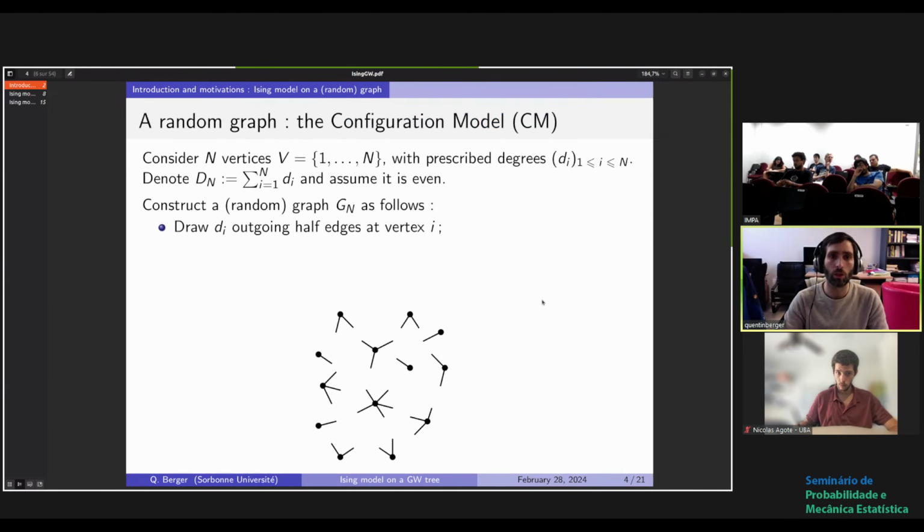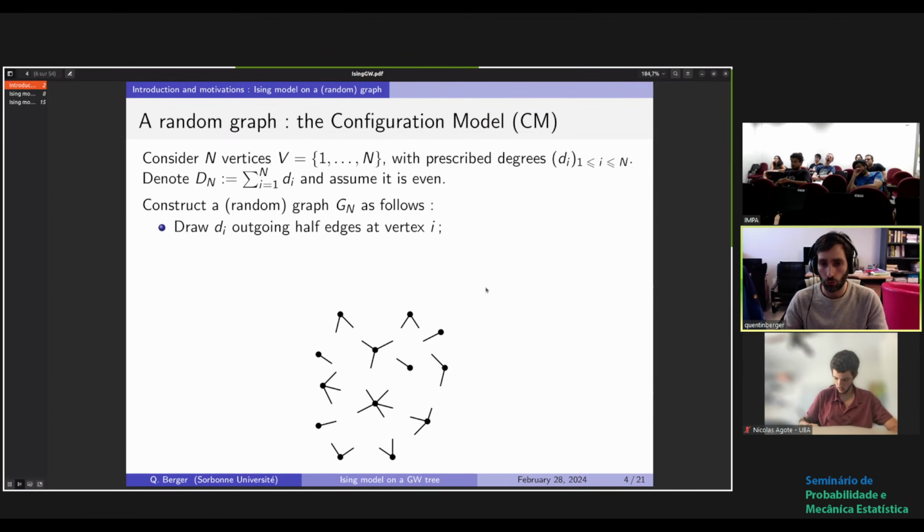Let me give you the motivation we had. It was to consider the Ising model on the configuration model. I don't know if you've come across this model, but it's a classical model of random graph, where you prescribe the degrees of the vertices. You start with n vertices, and you give the degrees of each vertex, so d_i is the degree of vertex i.